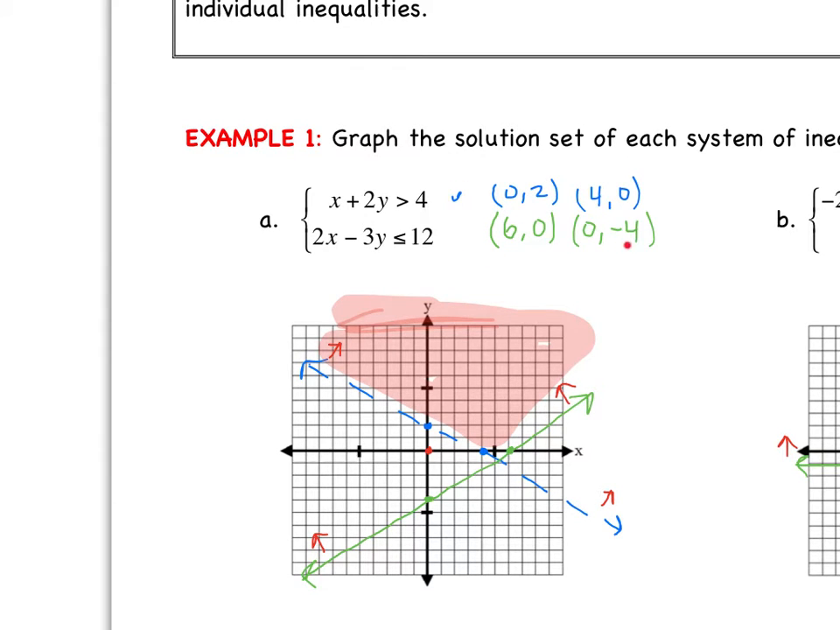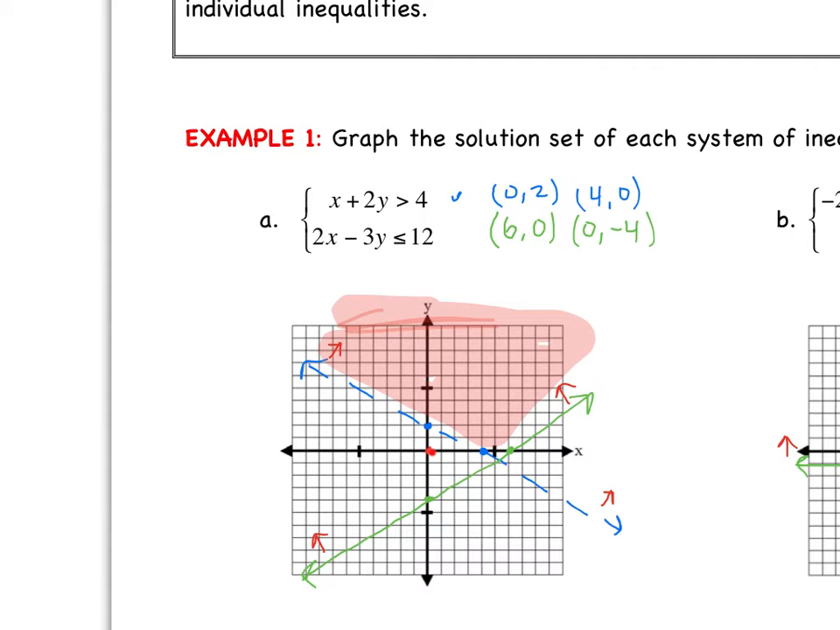The green is this second inequality. Again, we can graph those intercepts, (6, 0) and (0, -4). This guy is going to be solid, all right, because it's less than or equal to. We can test the point (0, 0). When I plug 0 in for x and y, I get 0 is less than or equal to 12, which is true. So I'm going to shade in the direction of that point.